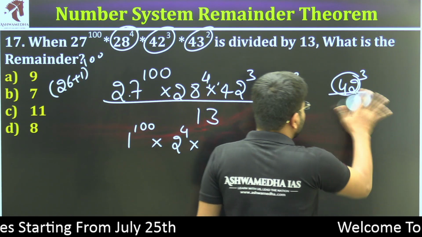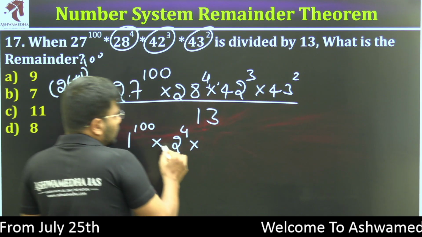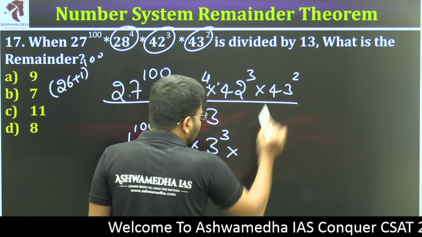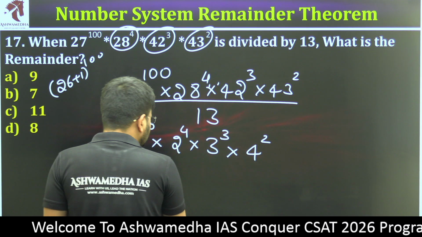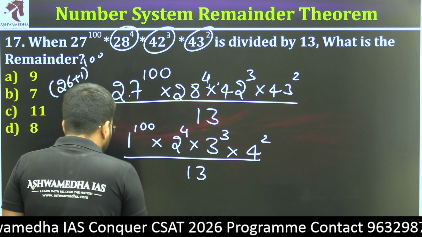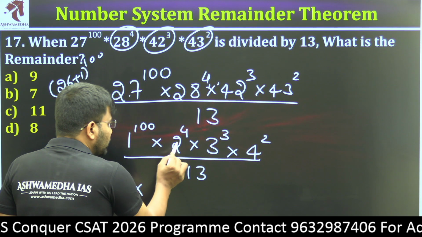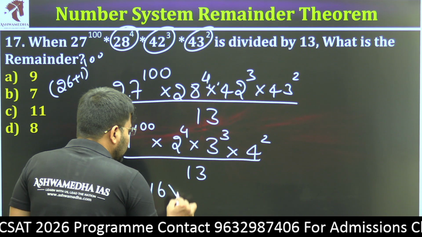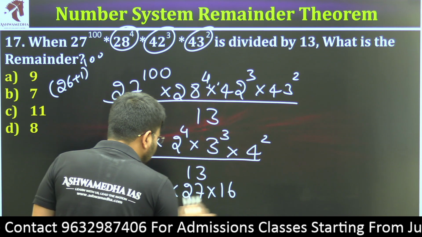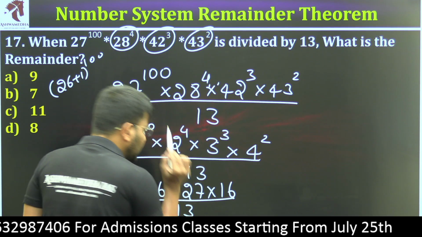Fine. Look here now. 2 to the power of 4. Here, this is 3 to the power of 3, into, here what would be the remainder? 4 squared is the remainder, whole divided by 13. 1 to the power of 100, remainder is 1, into 2 to the power of 4 which is 16, into 3 to the power of 3 which is 27, into 4 squared which is 16, divided by 13.